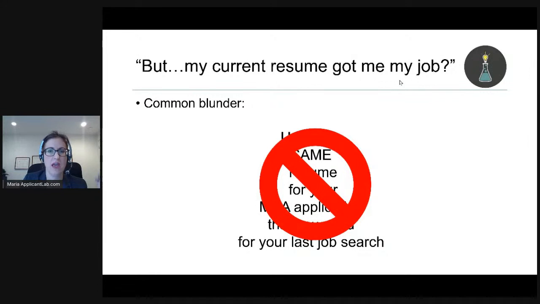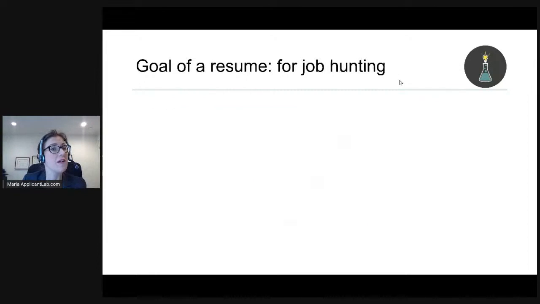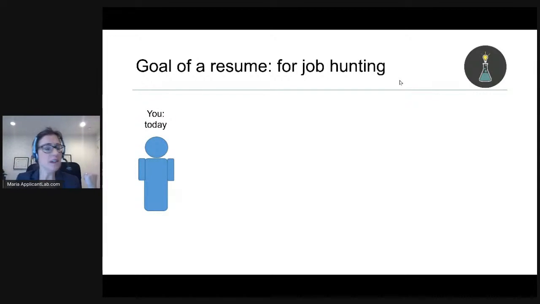Don't do it. And why is this? Well, let's think a little bit about what the goal is of the resume for a job hunt versus the goal of the resume for an MBA admissions committee. So let's imagine that this is you today, looking good. I like that color on you. It's a nice blue. You look good in blue.